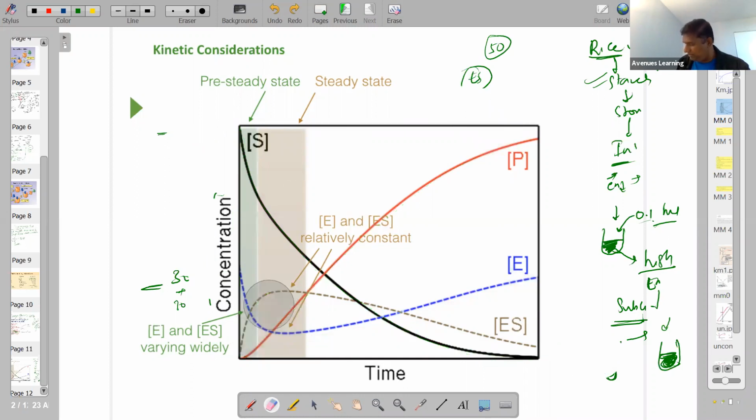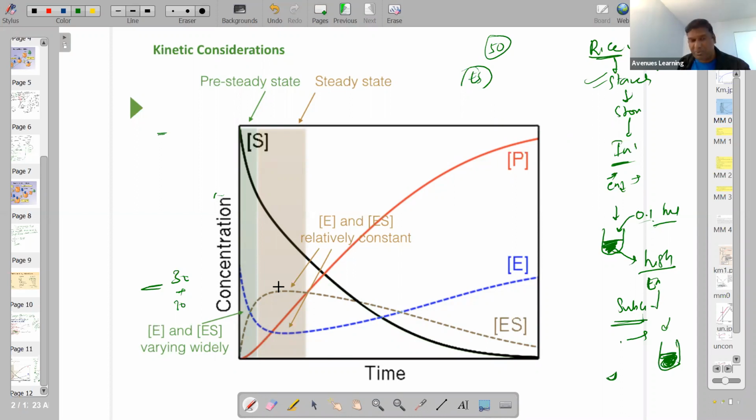Now look at the lines again. The black line is the substrate concentration, which is going down with time. The red line is the product concentration, which is going up with time. You started with a certain enzyme concentration, which is much lower than the substrate concentration, but even the enzyme concentration will go down with time because it is combining with the substrate to form the enzyme substrate complex.